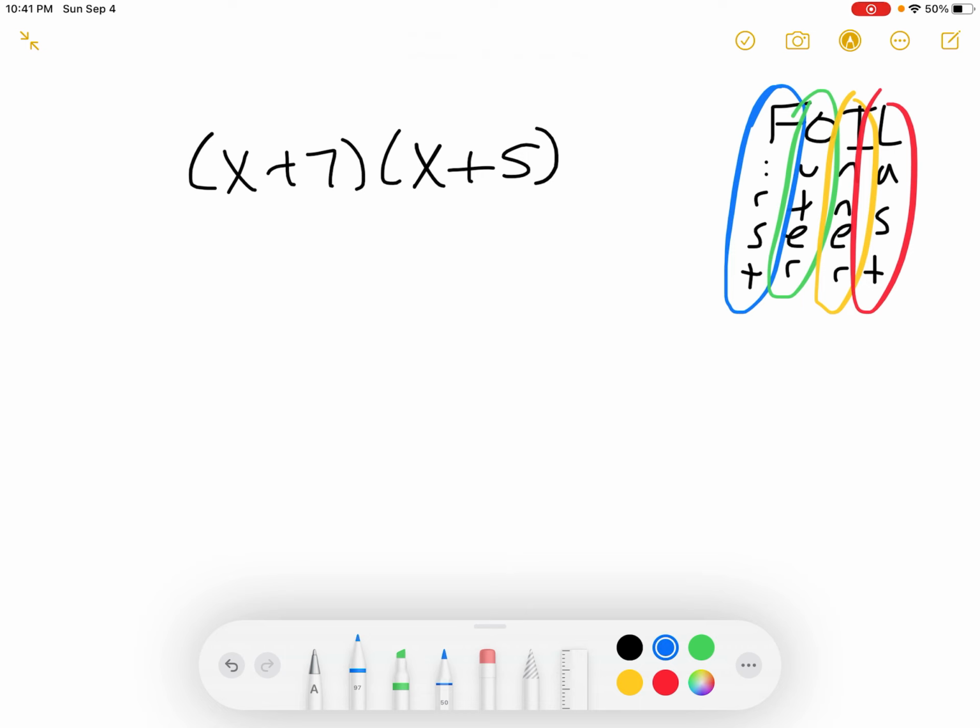So if we're starting out with first, the first things are these. X times x, that's x squared. All right, plus, now we're doing the outer. The outer are these things. X times 5, that is 5x.